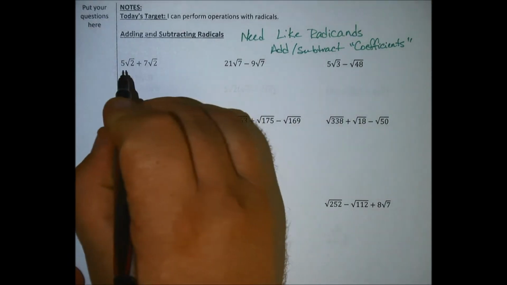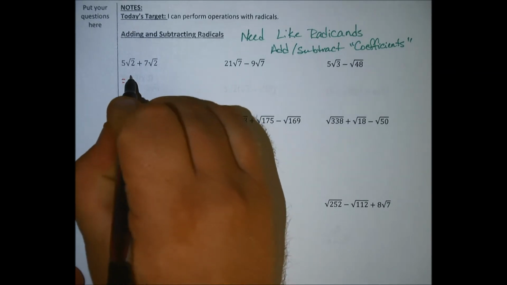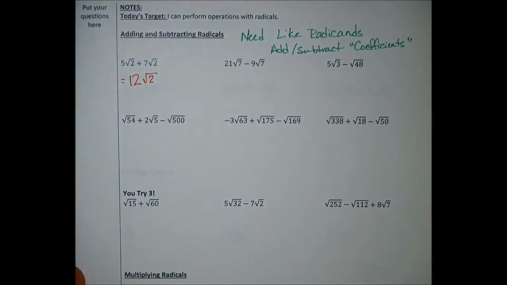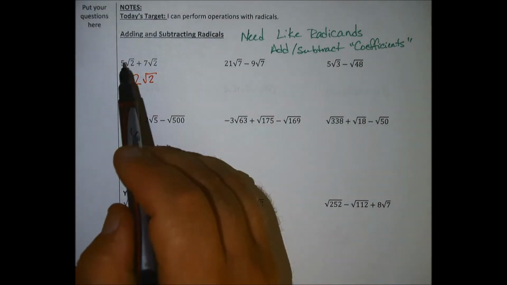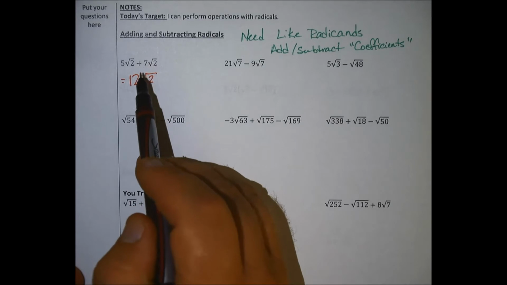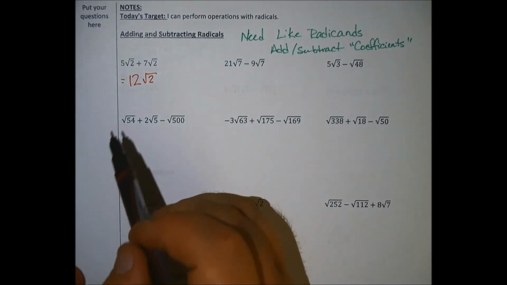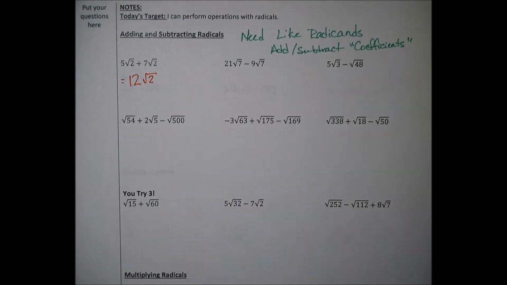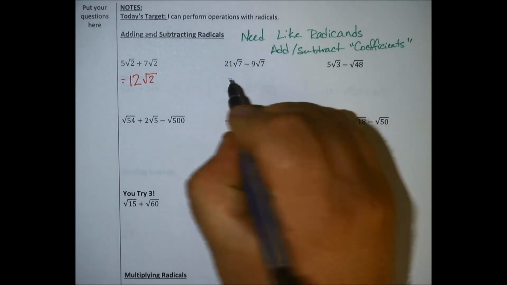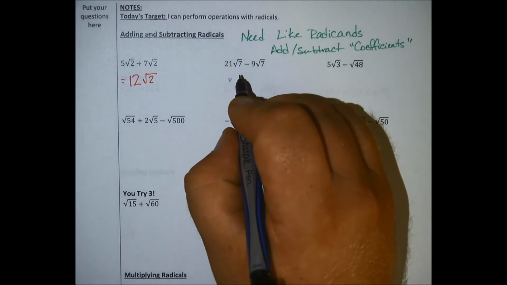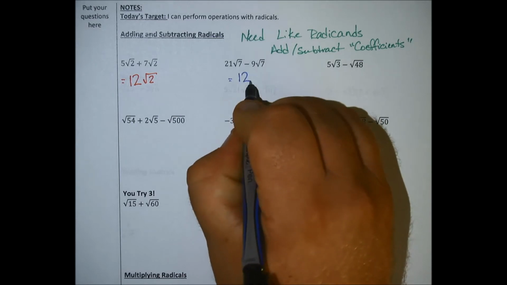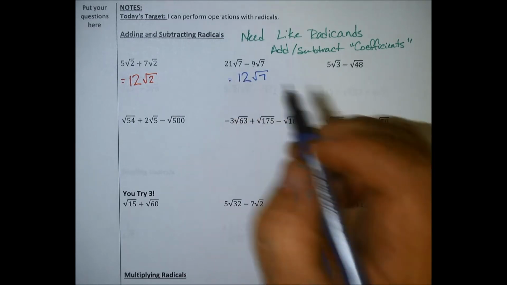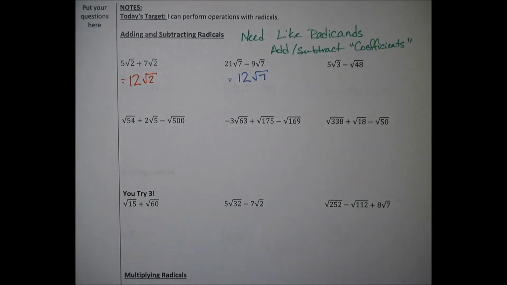5 plus 7 is 12. And so we have 12 square roots of 2, okay? And so that just comes from, here we have 5 square roots of 2, here we have 7 square roots of 2. When you add those together, you get 12 of them, okay? The next one here, we have like radicands, we have 7s, so square roots of 7. And 21 minus 9, I keep giving away the answer, is going to be 12 square roots of 7.